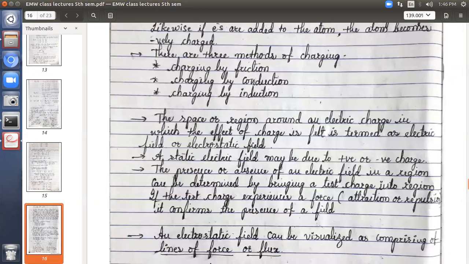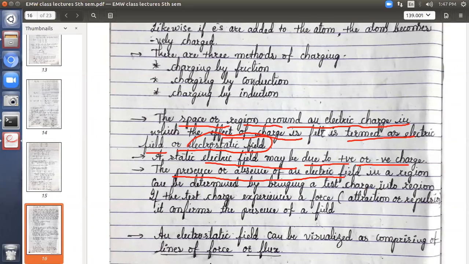Now, what is an electric charge and electric field? The space or the region around an electric charge in which the effect of the charge is felt, we call it electric field. You know this, electrostatic field, charges at rest. The region around the charge, where some effect of that particular charge is felt, we call it electric field. It may be due to either a positive charge or a negative charge. And how can we determine that the field is present?